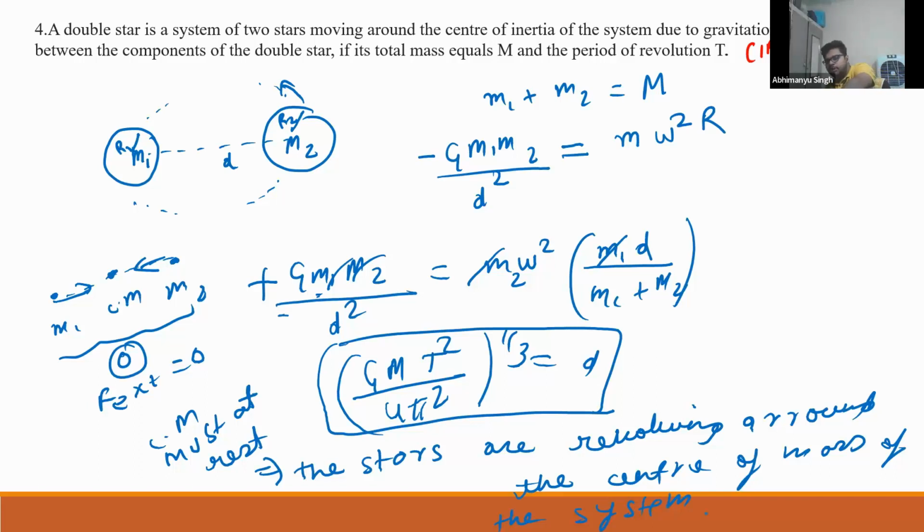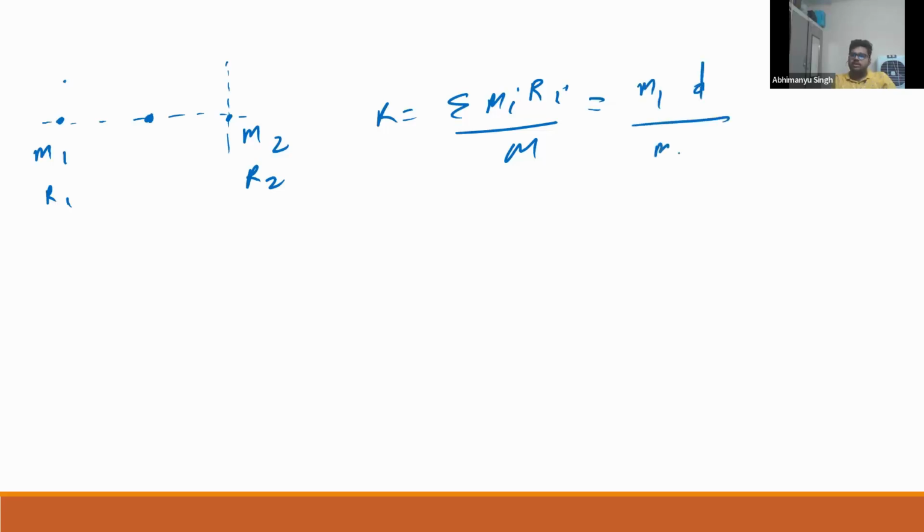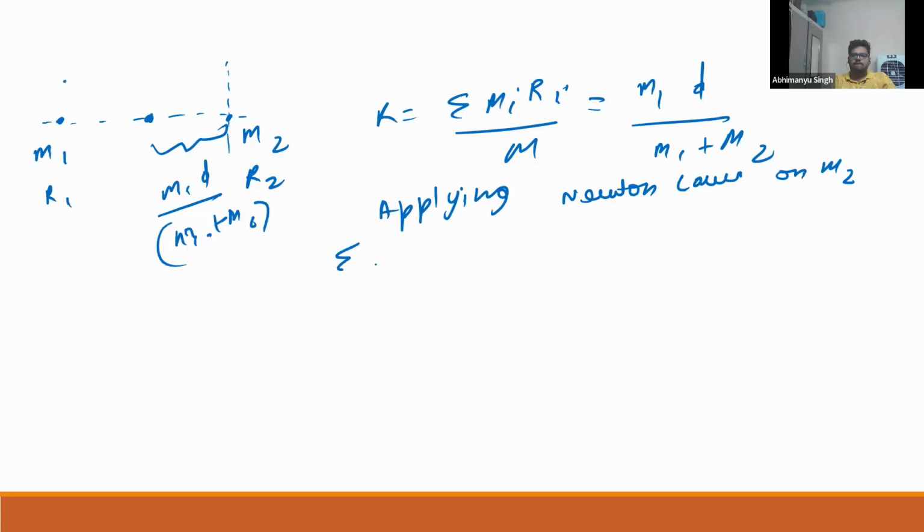Let me give you more clarity. M1, M2, R1, R2. We know that the formula of center of mass is sigma mi ri by capital M. Suppose this is the origin. What will be the distance of the center of mass from it? It will be nothing, it is at the origin. So M1, D is the common separation between these two, in the positive direction. So this distance will be M1 D over M1 plus M2. Now applying Newton's law on M2, sigma vector F external is equal to MA.